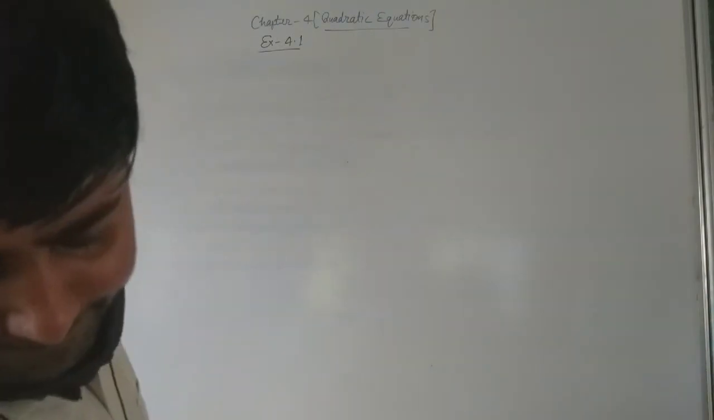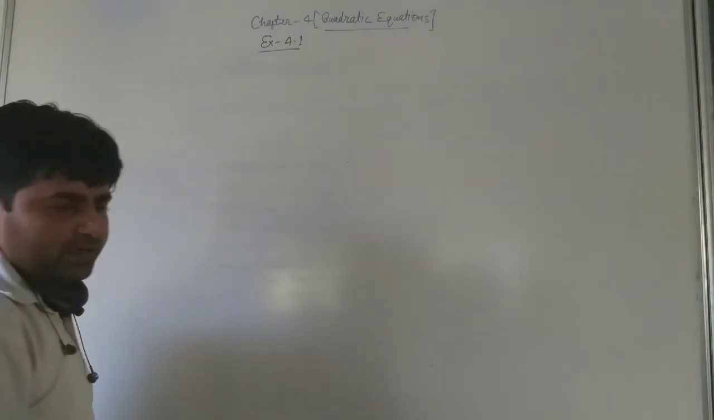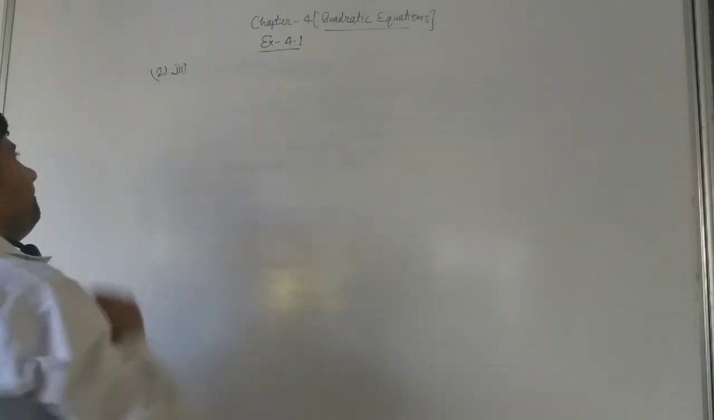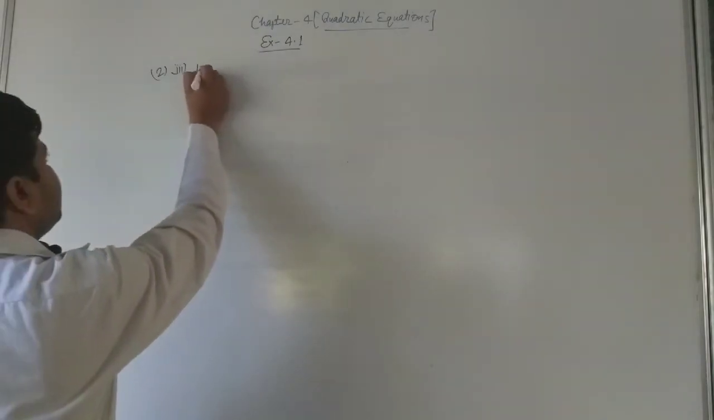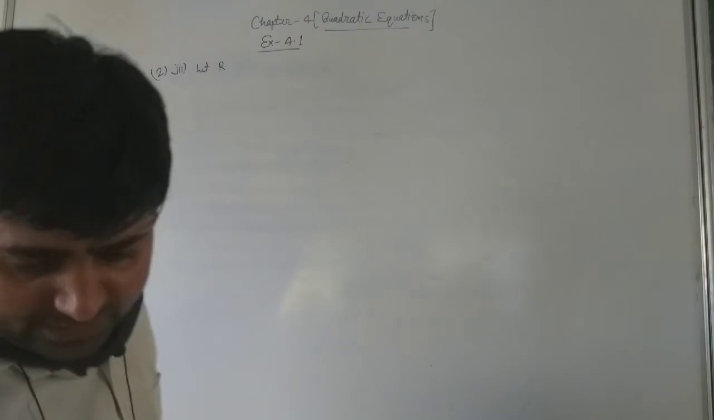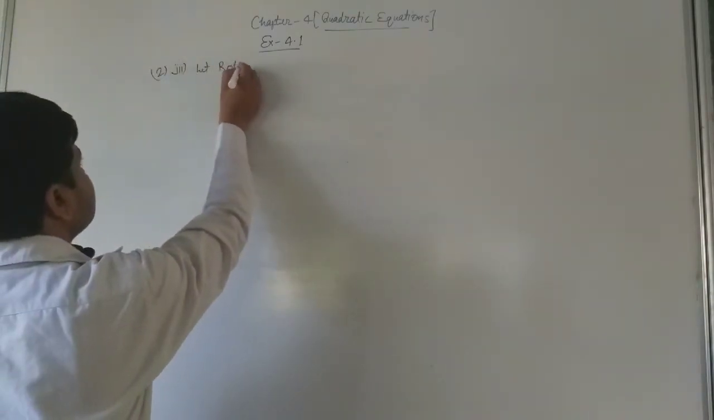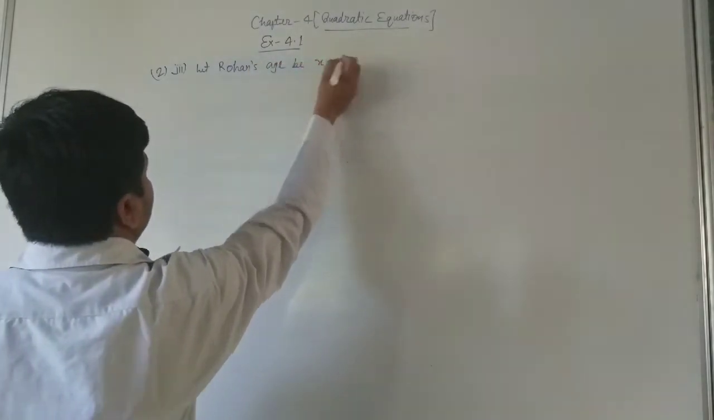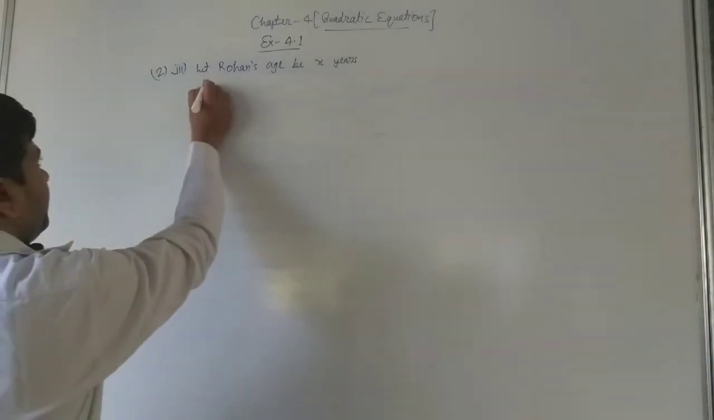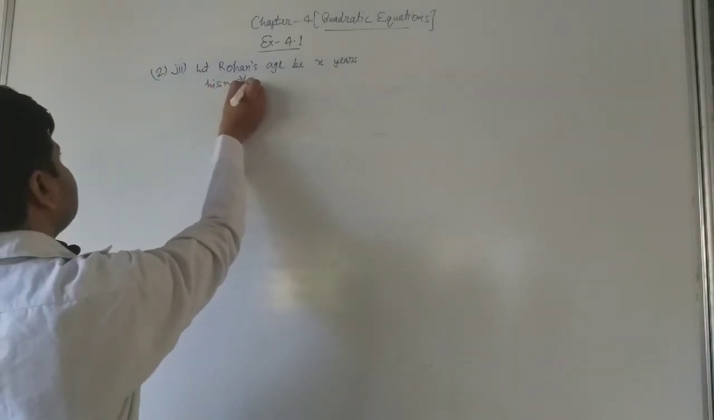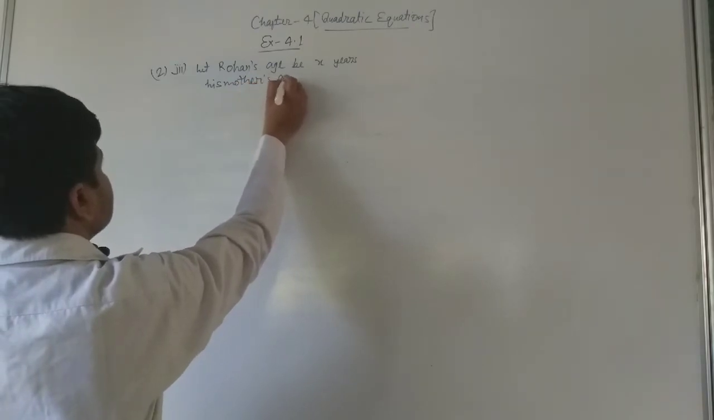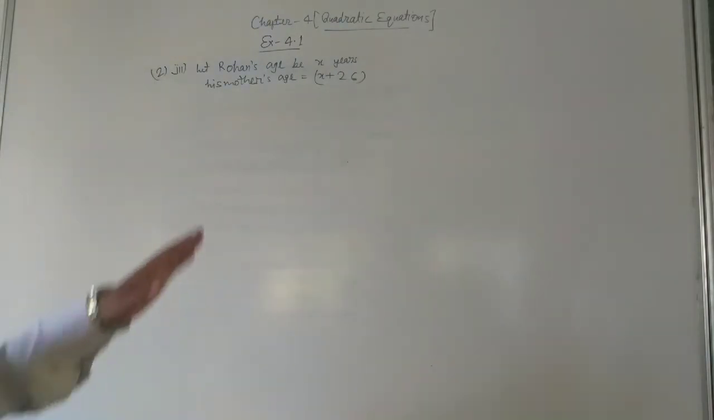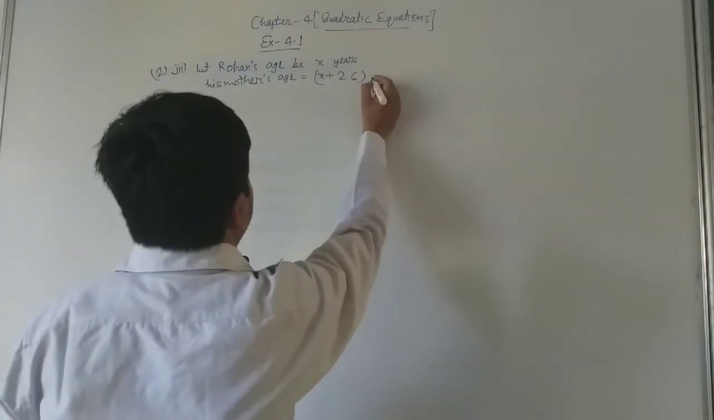So the third part is: Rohan's mother is 26 years older than him. Second question, third part. Let Rohan's present age be x years, and his mother's age will be, since she is 26 years older, x plus 26, because she is elder than Rohan by 26. So we have to add 26 years.